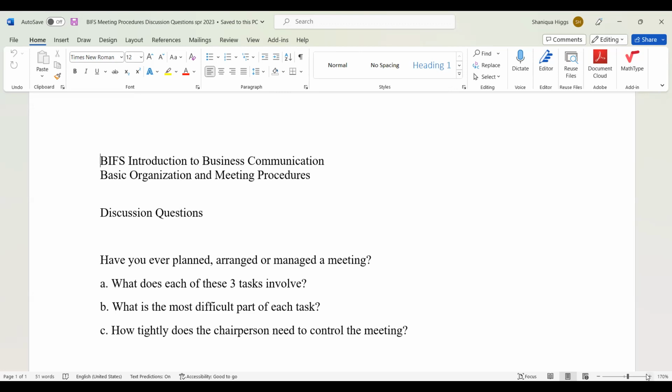Absolutely. So you need to have materials for your meeting participants, right? What information do they need? Generally, you distribute an agenda, things like that. We'll get into more of that later, but you need some information. You need to give them materials, right?